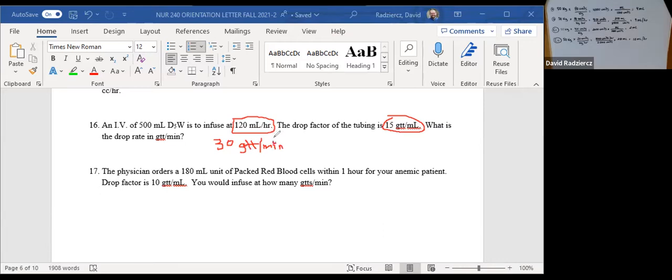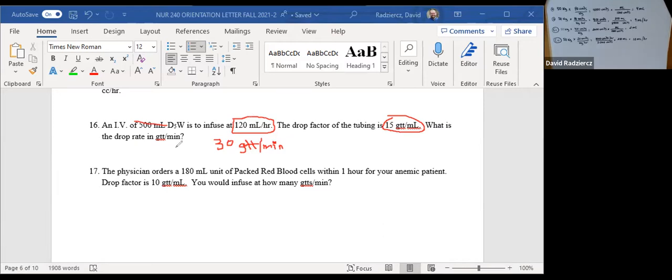And if you're wondering, what about the 500 milliliters? Well, what about it? That just tells us how much is there. I need to know the flow rate. If it said 500 milliliters infusing over 2 hours, then I would have to do a little bit of calculation to calculate the infusion rate. But this tells me the infusion rate already is 120 milliliters per hour. So I just use what it gives me.